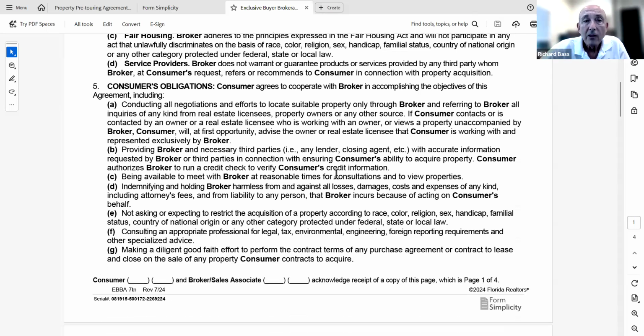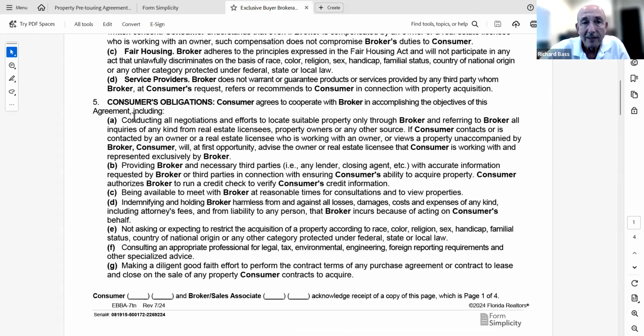Consumer obligations. They're going to conduct all negotiations through us. They're going to refer to us any inquiries from other agents or property owners. As I said before, if they're out looking at properties, everything runs through us.